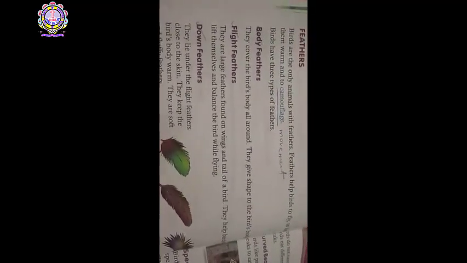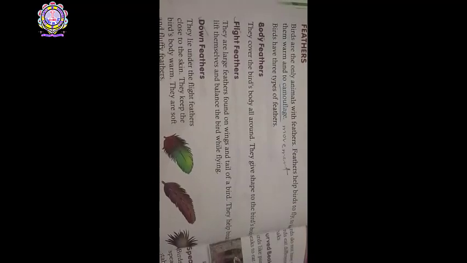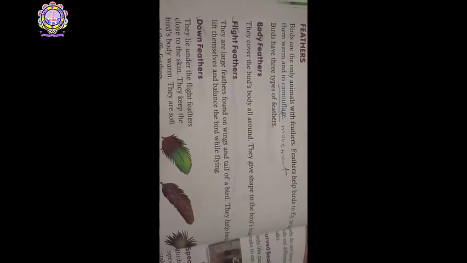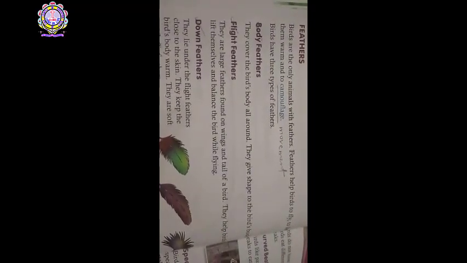Second, flight feathers. They are large feathers found on the wings and tail of the bird. They help birds lift themselves and balance while flying. Birds fly with the help of wings, and birds can change direction with the help of the tail. So flight feathers are found in the wings and the tail.